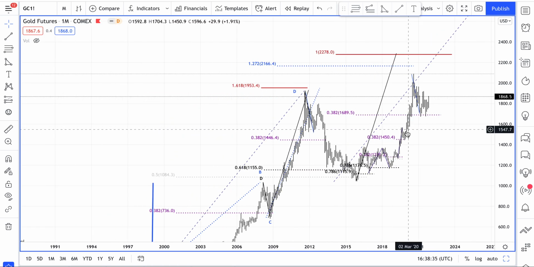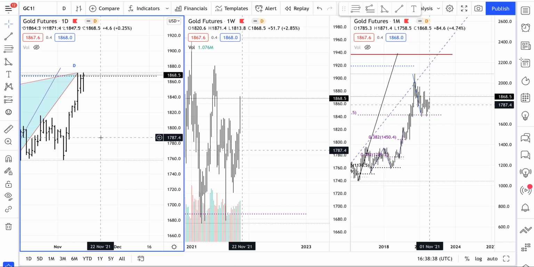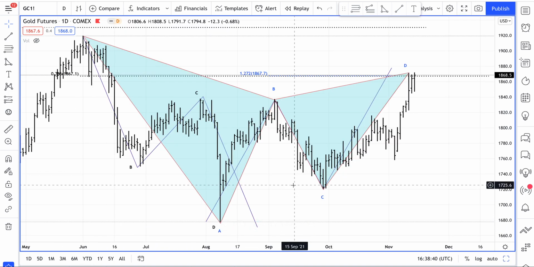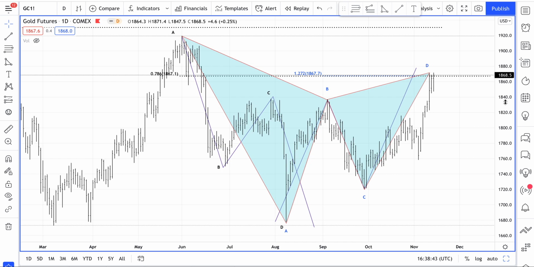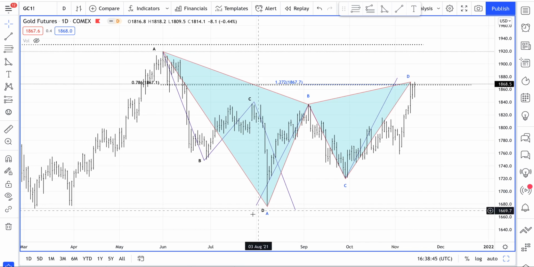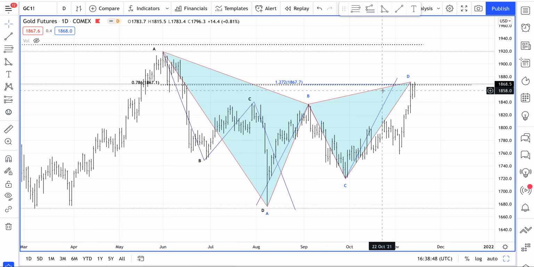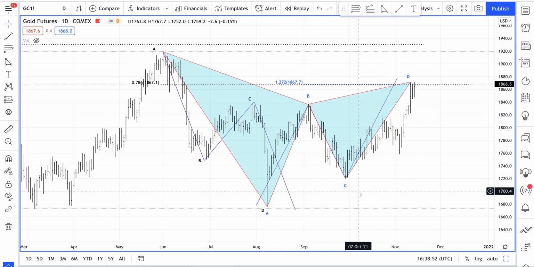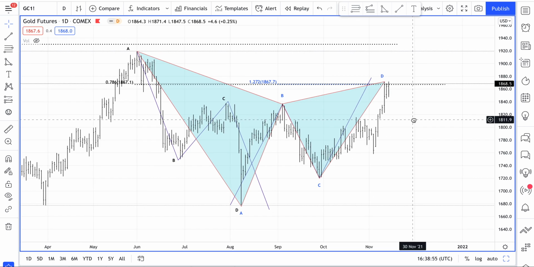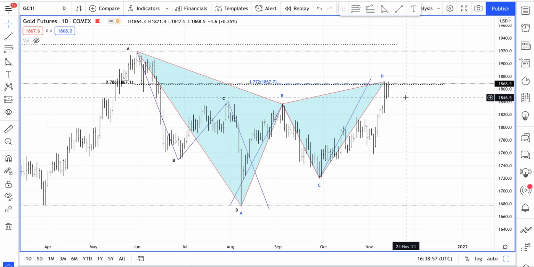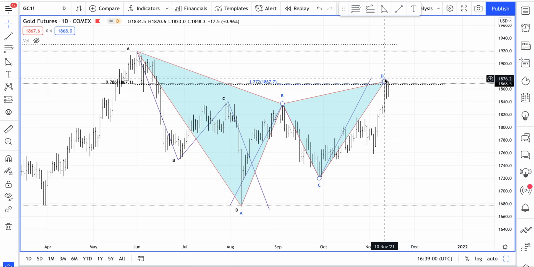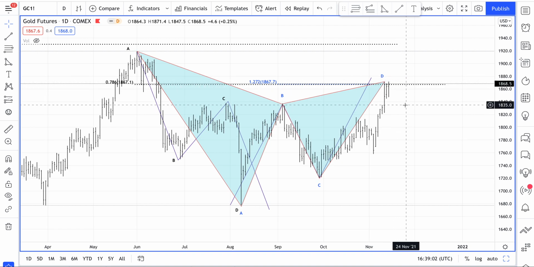Now what we'll do is zoom out and go to the lower time frame, the daily chart. So here what is really important is that we have this ABCD structure as 78.6% retracement and 1.272 expansion of this BC segment coming here, and price has been consolidating here. So it's possible that price could pull back before making a move higher, and it could move down to around the 1830 level where there is this structural support.